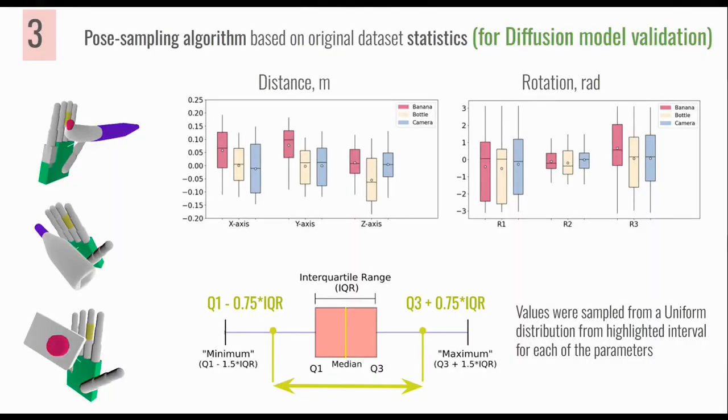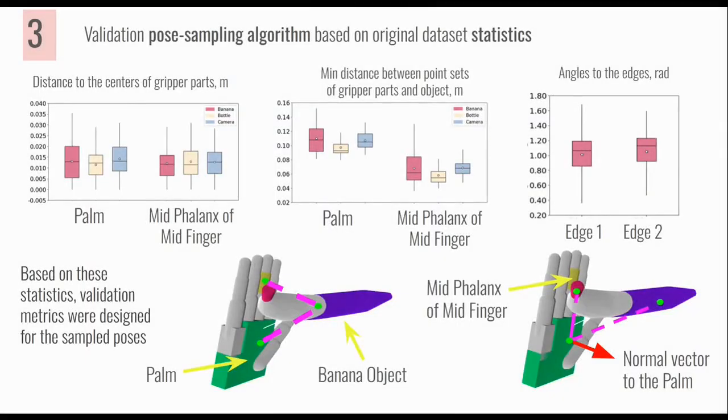In order to evaluate the performance of the diffusion model during its training, it was necessary to test it on data not occurring in the dataset. Therefore, a pose sampling algorithm was developed based on statistics from the original dataset. To test the sampled poses, 2 baseline metrics were developed to estimate the maximum possible distances between the object and the centers of the grip parts, such as the middle phalanx of the middle finger and the palm.